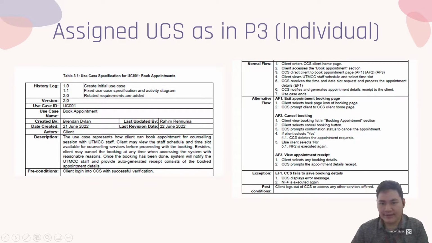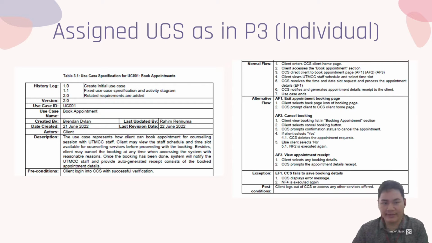The precondition for the use case is that the client needs to log in to the CCS with successful verification. As for the normal flow, the client will need to enter the CCS client homepage, and access the book appointment section, and CCS will prompt the client to the appointment page. The client will need to view the staff schedule and select an available time slot, and the system will receive the request and process the appointment details. Once the request has been successfully submitted, the system will notify the client and generate the appointment detail receipt to the client.